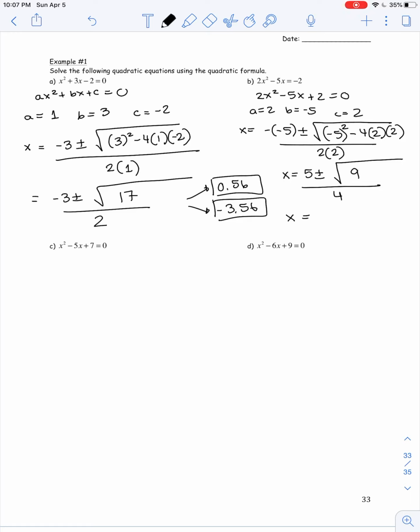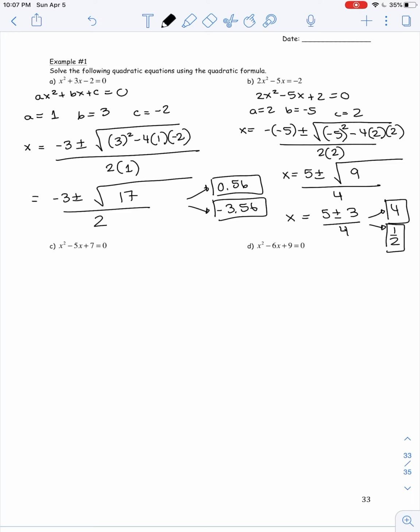Divide that whole answer by 4. That means that you're going to have 5 plus minus 3 divided by 4, because the square root of 9 is 3. So our 2 answers are going to be where you go 5 plus 3 and divide it by 4, so that's 2. And where you go 5 minus 3, divide that by 4 as well. And you get 1/2. So those are our 2 x-intercepts.